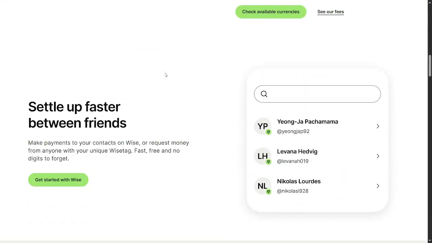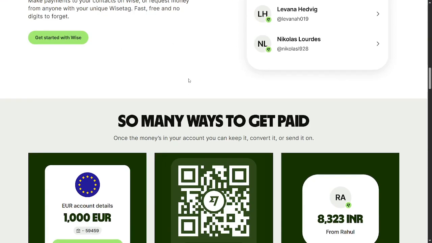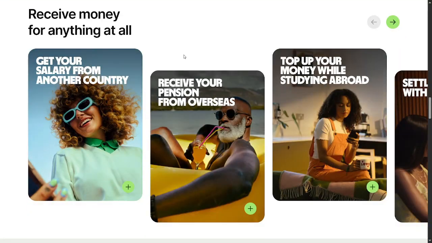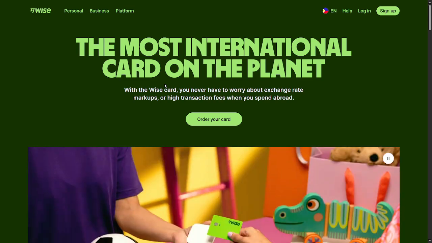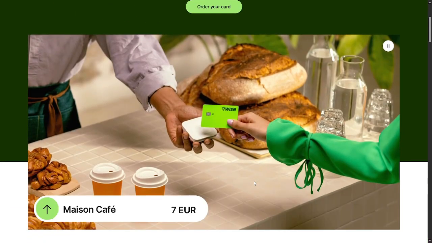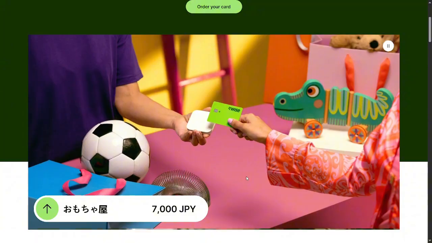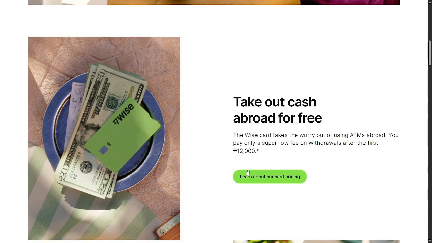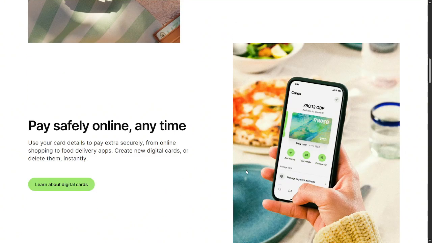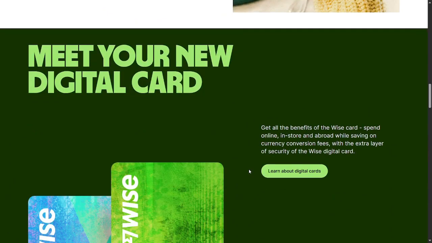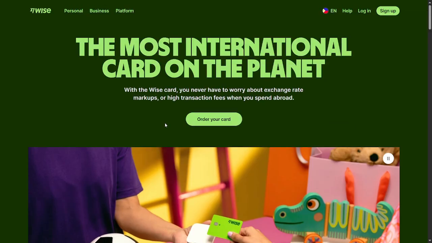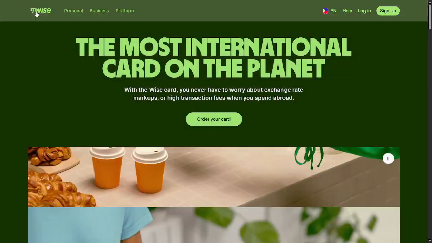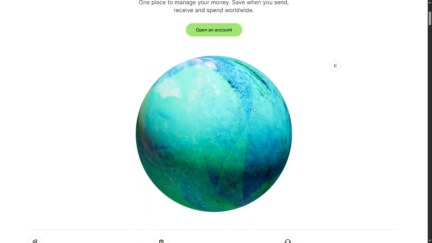From a usability standpoint, Wise Business is simple and clean. You can create invoices, pay contractors, and manage currencies all from one dashboard. It integrates directly with accounting tools like QuickBooks and Xero, which helps keep your books in sync automatically. For developers or tech-driven businesses, Wise offers an API that allows custom payment automation, mass payouts, and detailed financial tracking, all built right into your workflow.